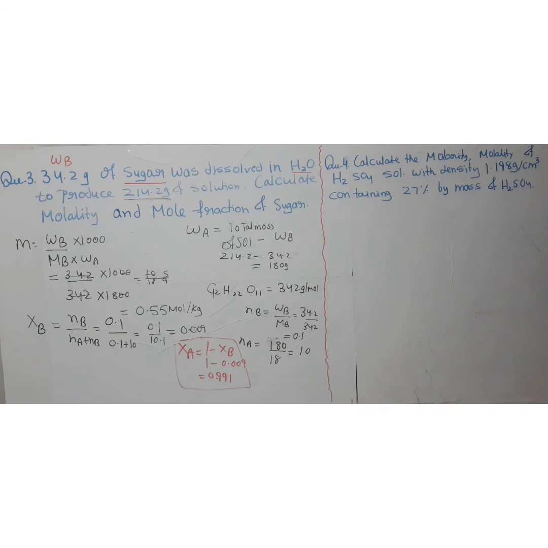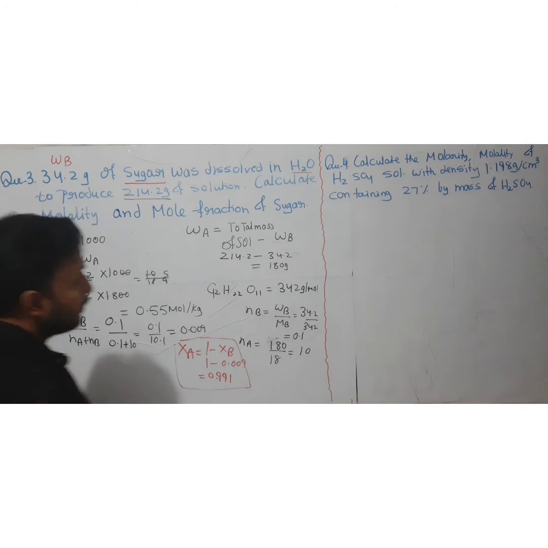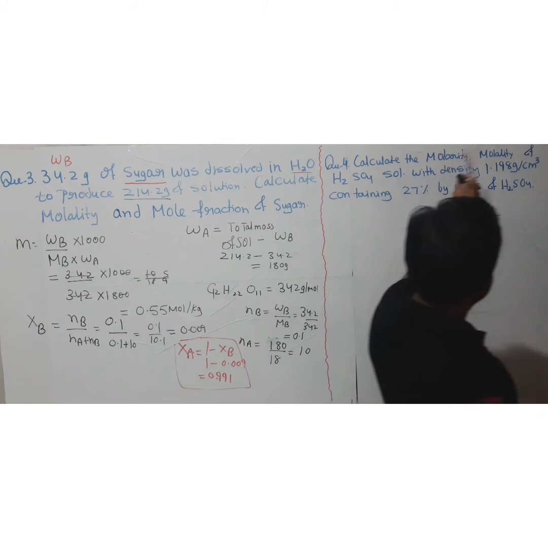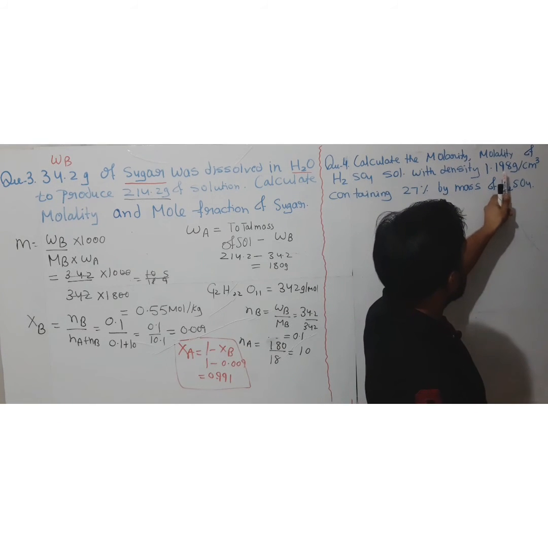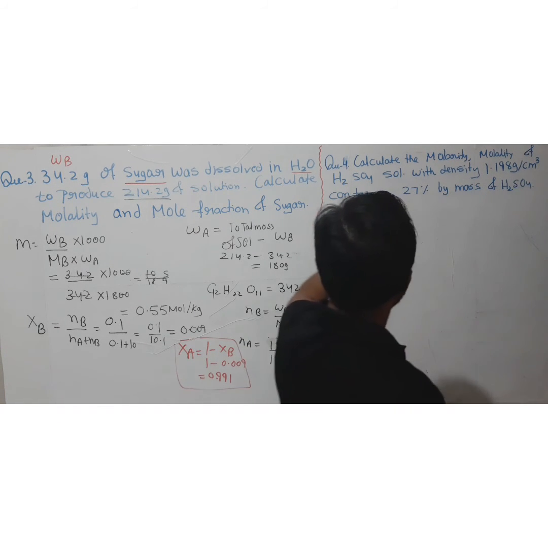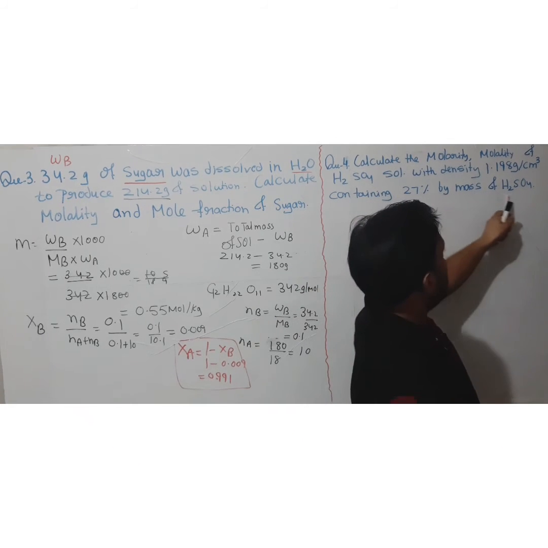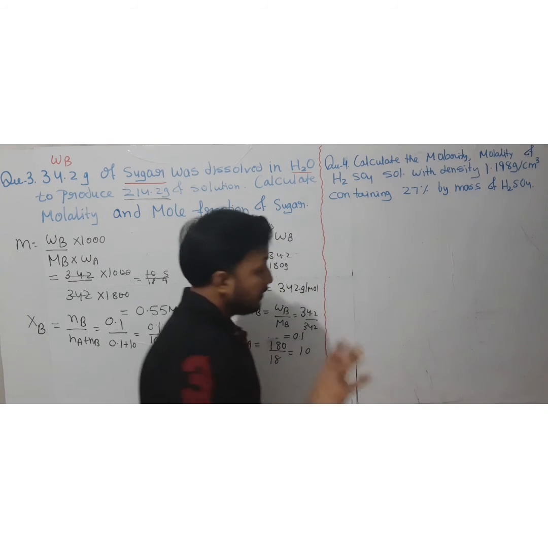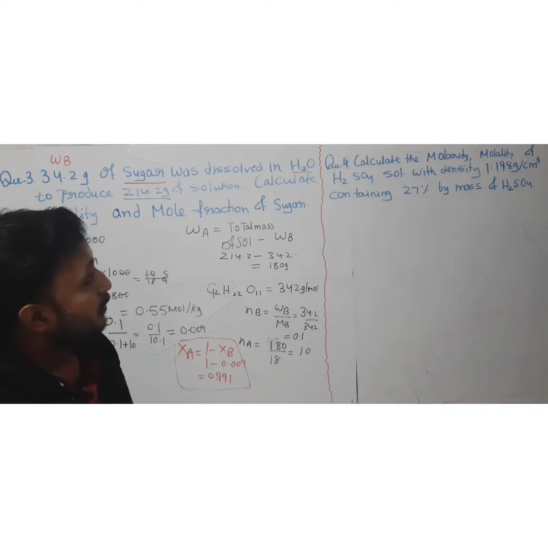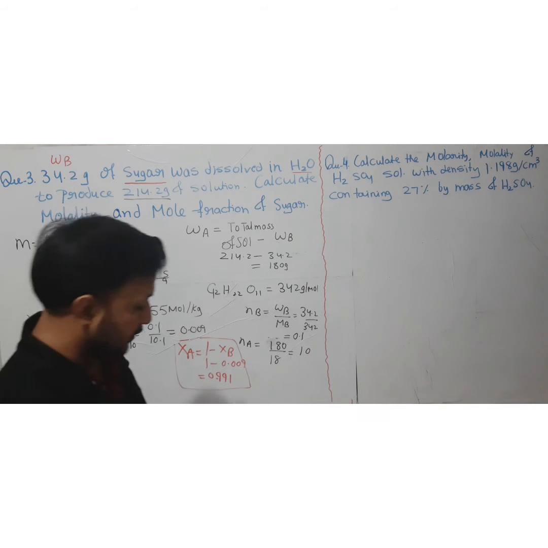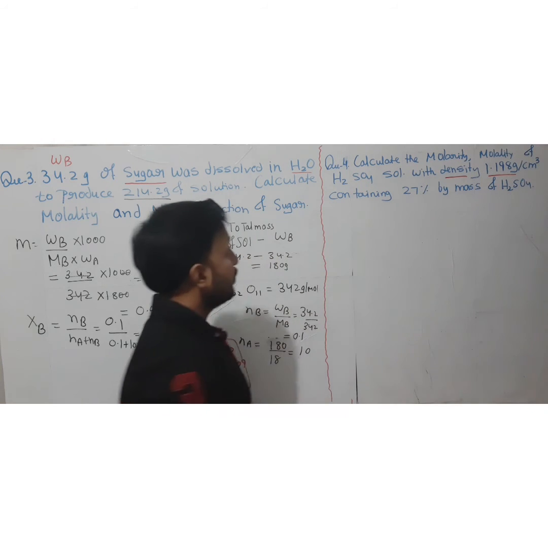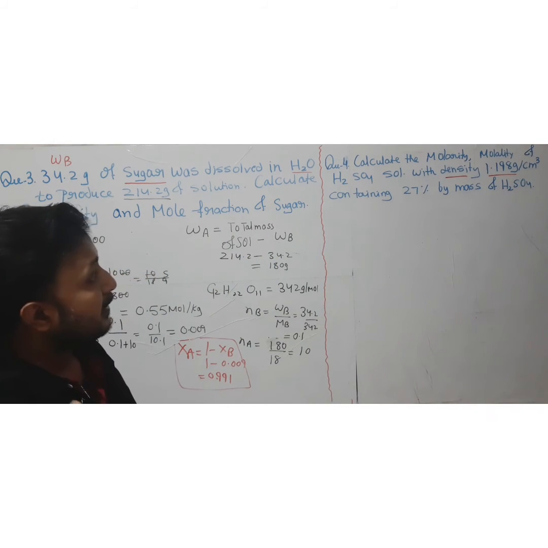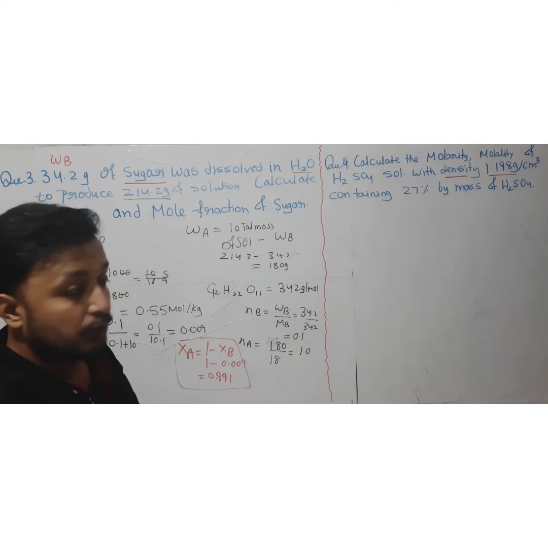Now we are going to solve the next question: you have to calculate the molarity and molality of an H2SO4 solution with density 1.198 gram per centimeter cube, containing 27% by mass of H2SO4. Now this is a little bit different question. You have been provided with the density of the solution, where they are saying that 27% by mass of H2SO4 is there.